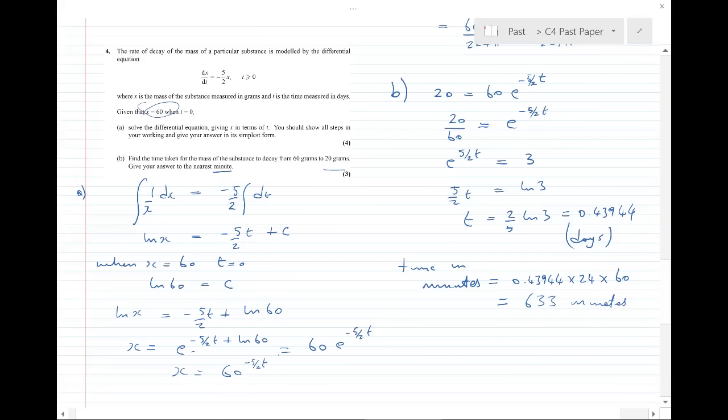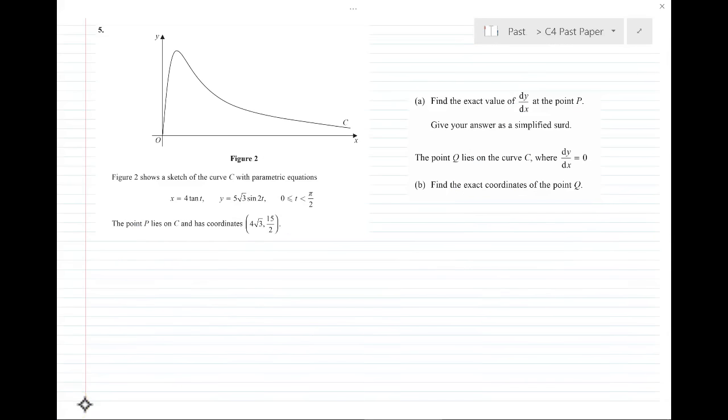Okay, so that's it. You didn't have to convert to hours and minutes. It's fine to leave it like that. So as I say, that was pretty straightforward for as those questions go. So let's have a look at the next question, question 5. Question 5 is a parametric equation question.